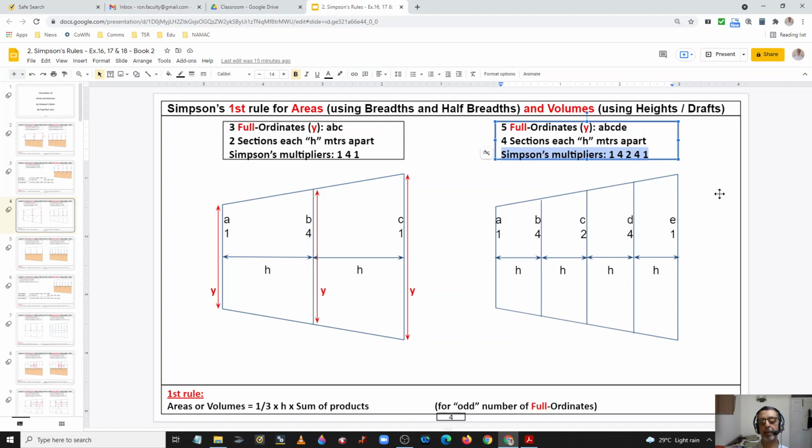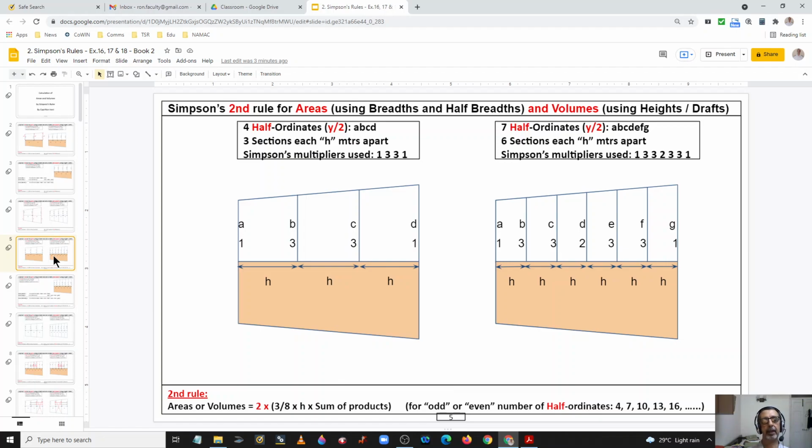Here, if you look down below, as per the first rule, areas and volumes, since we are using full ordinates, we do not multiply it by 2. It is just 1 upon 3 multiplied by h multiplied by the sum of the products. And this is also for odd number of full ordinates.